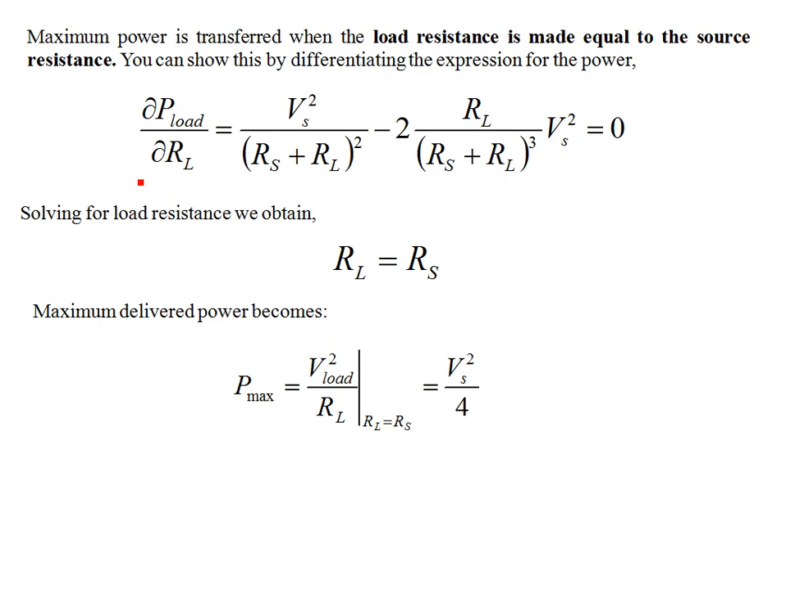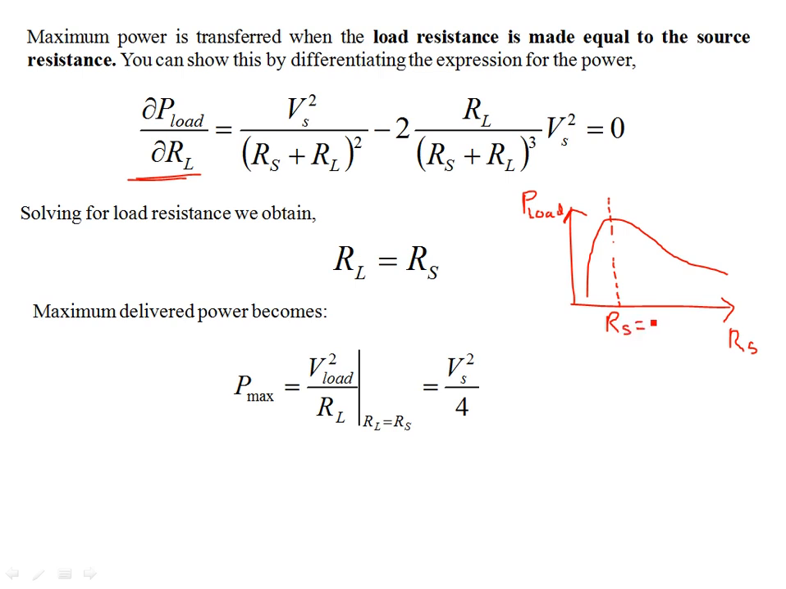If you differentiate the expression with respect to RL, let's say you have some graph like this and you're plotting the power, this is your P load versus Rs or RL, whatever it is. You have a curve like this. It turns out that maximum power is transferred when Rs is equal to RL.